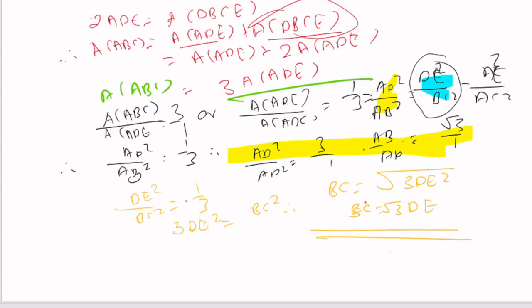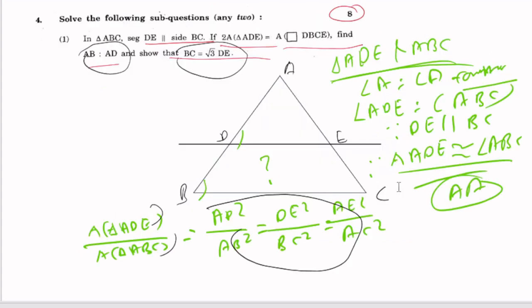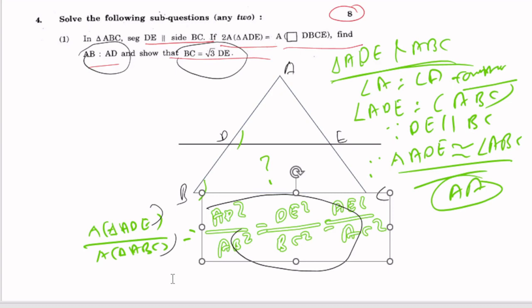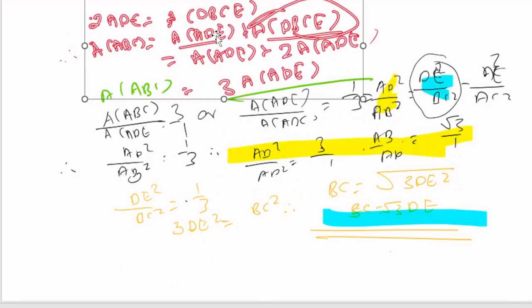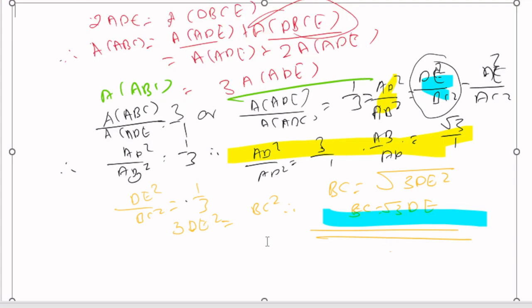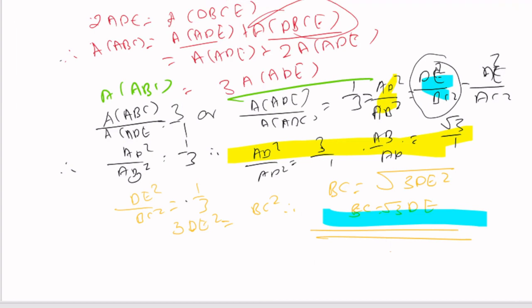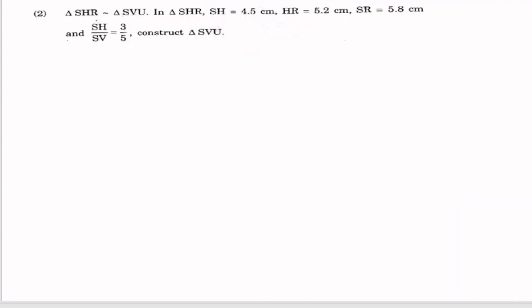Okay, this is a beautiful question. I like it. First, you have to find the relationship between the squares of the sides, and then using this relationship, you have to find area of ABC equal to thrice of area ADE, and after that we found all the answers. This is a beautiful question. I liked it a lot. You should also like it once you solve it properly. Now let's move to the next question.